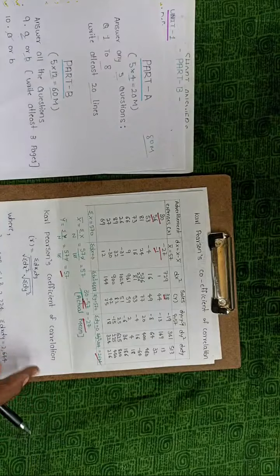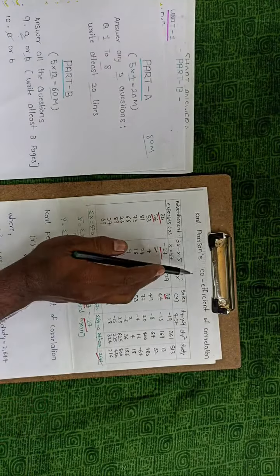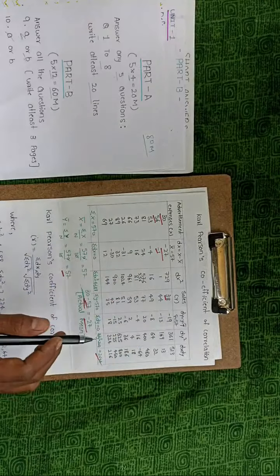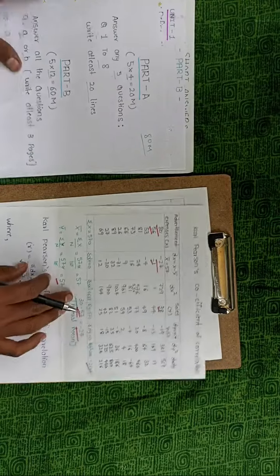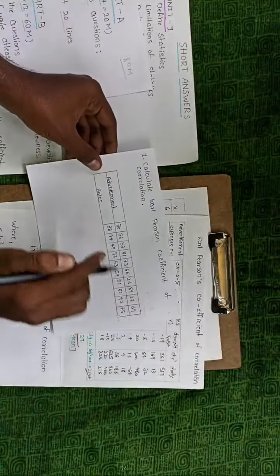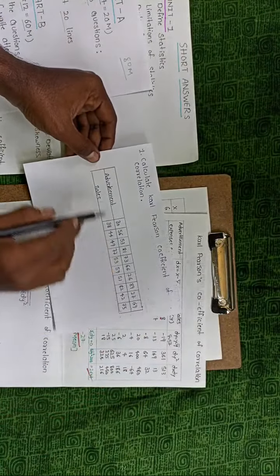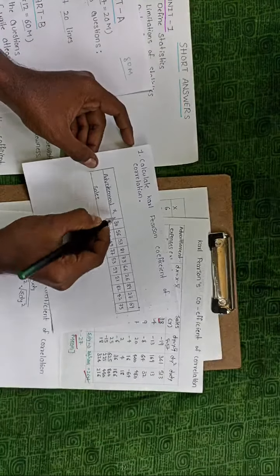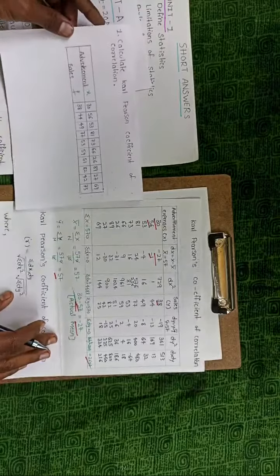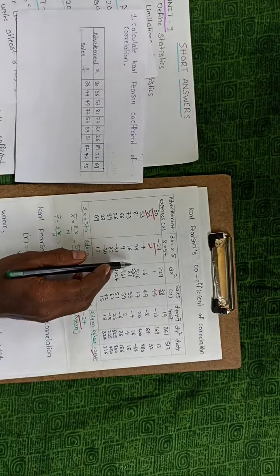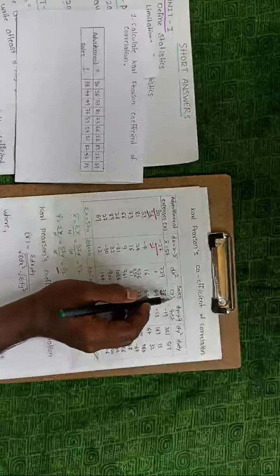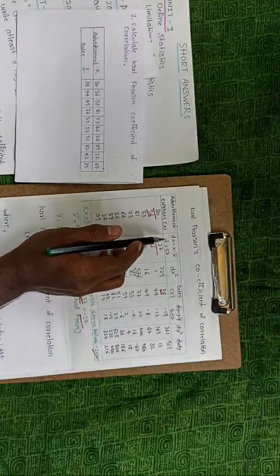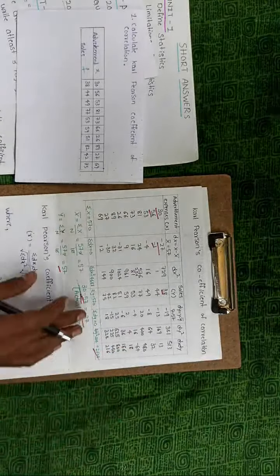I have prepared important questions for the 5th unit, Karl Pearson coefficient of correlation. It is very easy. If you learn this problem, you will easily score 12 marks. This is the question. Calculate Karl Pearson coefficient of correlation. Let advertisement be X and sales be Y. Just with simple tricks you will score in this sum.